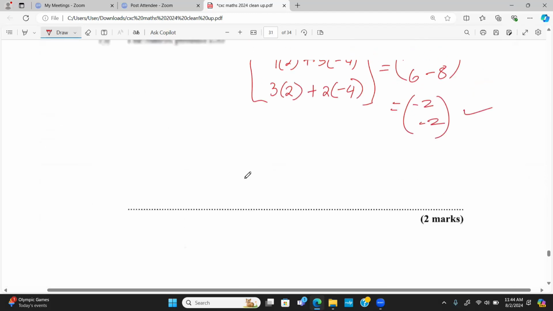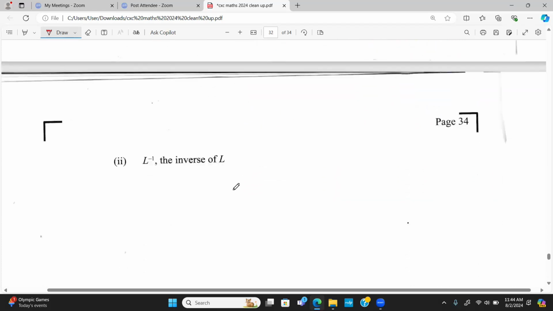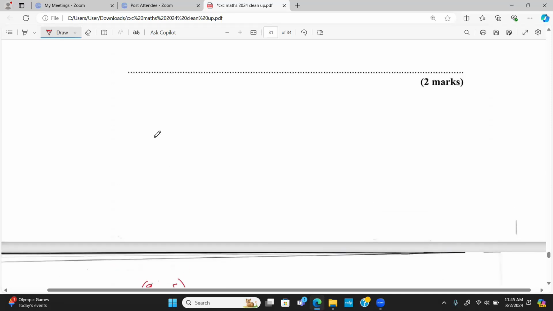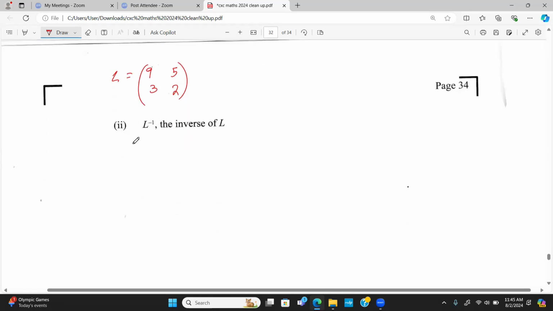So now we want to find the inverse of L. Let us go back and take a look at what L is. So the matrix L is [9, 5; 3, 2]. Just making sure. 9, 5, 3, 2. All right, good. So remember, the inverse of L is going to be 1 over the determinant of L times the adjoint of L.